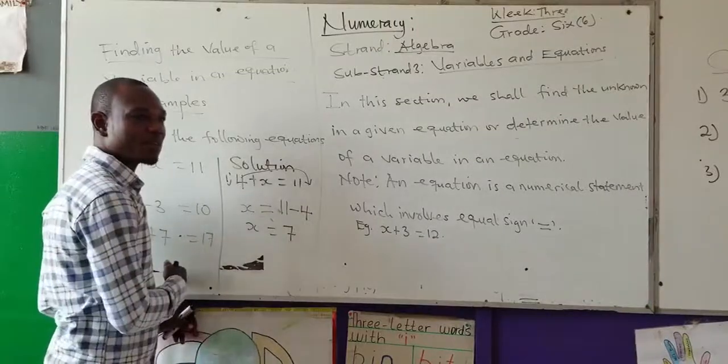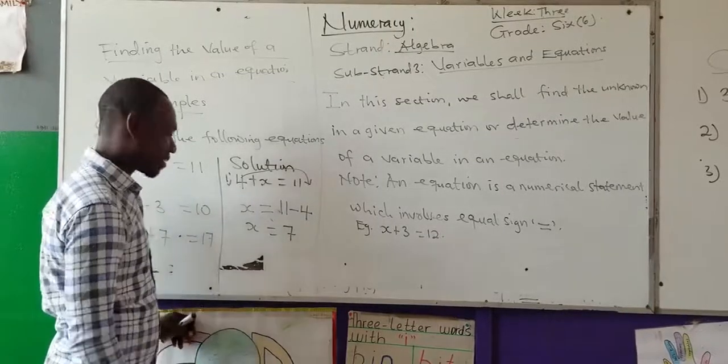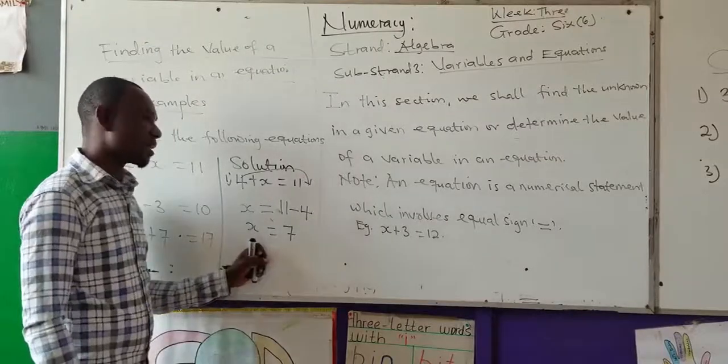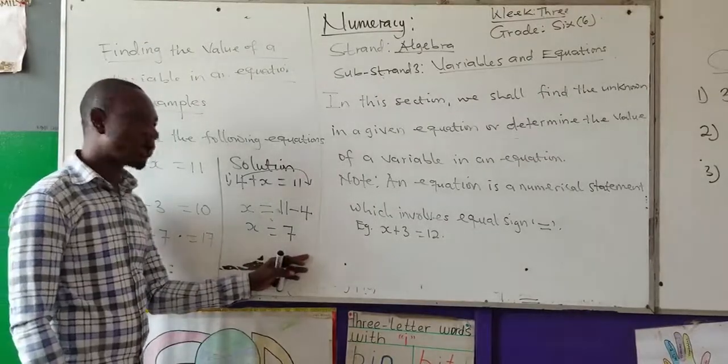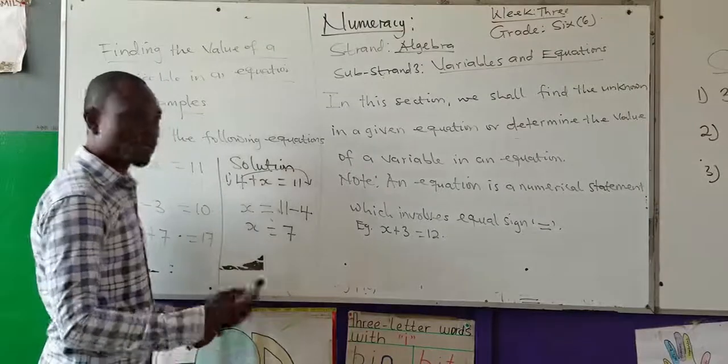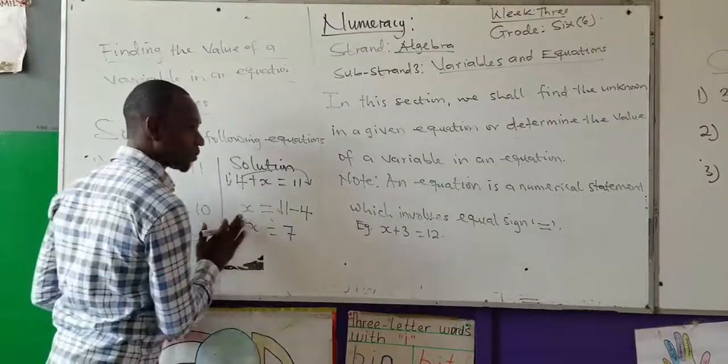The left side of the statement and the right side should be what? Equal. So here we have x is equal to 7. Are we okay with it? Or I should go over. Let me go over it again.